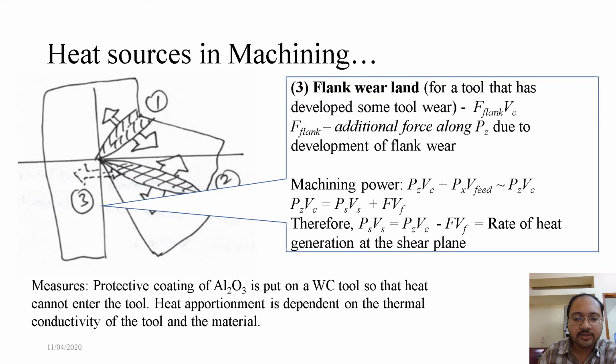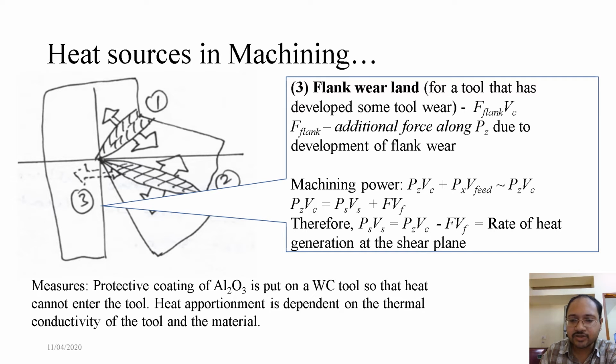The third zone, also called the flank wear land, for a tool which has some wear, the source of heat generation is responsible for the rate of energy due to friction between the worn tool and the machined surface. In this case, it is F flank, an additional force along Pz due to development of flank wear. So F flank times Vc, and this gives the total machining power Pz Vc plus Px Vfeed.